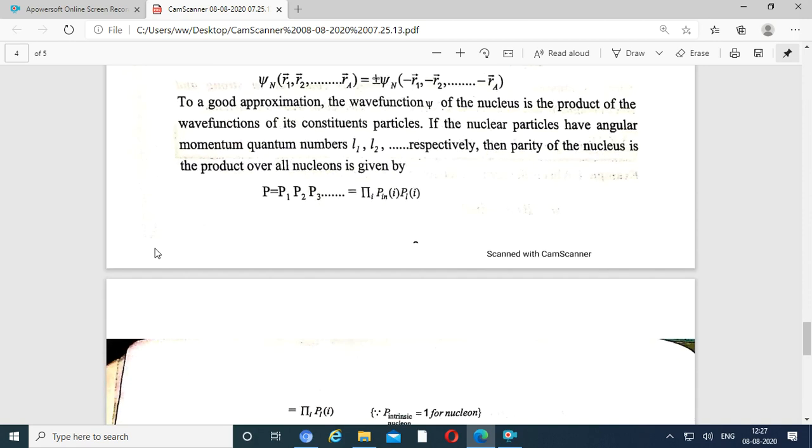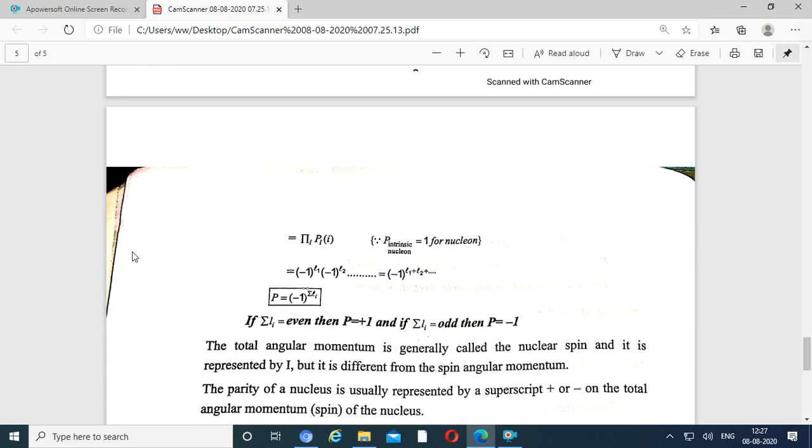over all the nucleons, that is given by P equals P1 P2 P3, and this product can be written as the product over i of P intrinsic i and P of l_i, where P intrinsic of a nucleon is 1, and the orbital part equals minus 1 raised to power l1, times minus 1 raised to power l2, that is minus 1 raised to power l1 plus l2, that is minus 1 raised to the summation of l_i. If the summation of l_i is even, then P equals 1, and if it is odd, then P equals minus 1.